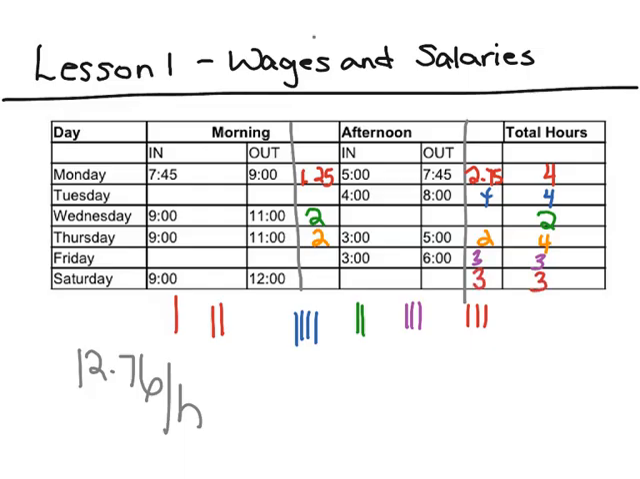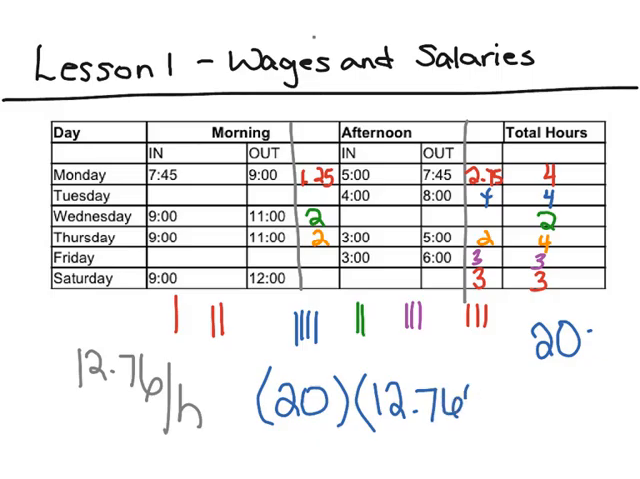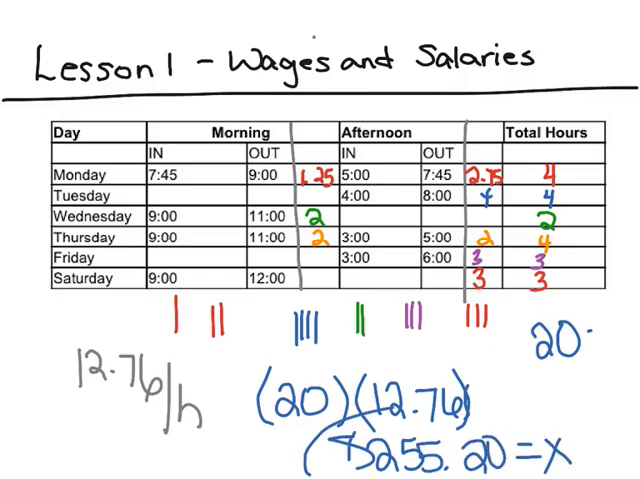So altogether, you take 4 plus 4 plus 2 plus 4 plus 3 plus 3, which is 20 hours. You take the 20 hours and multiply it by the hourly wage, which is $12.76, and you get $255.20 as your pay.